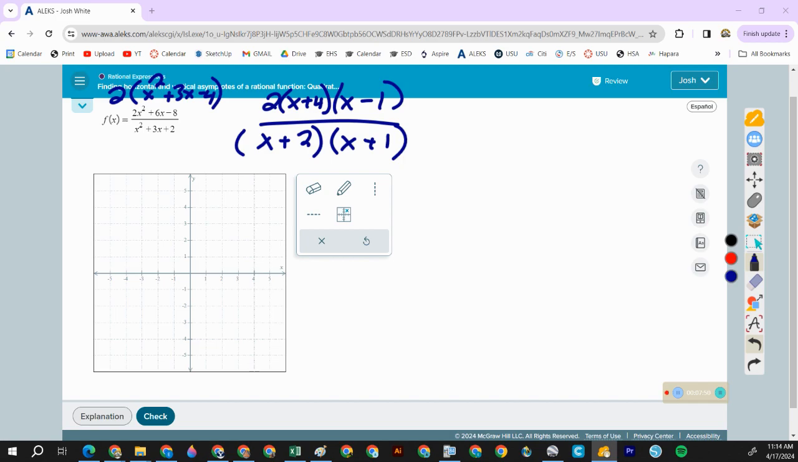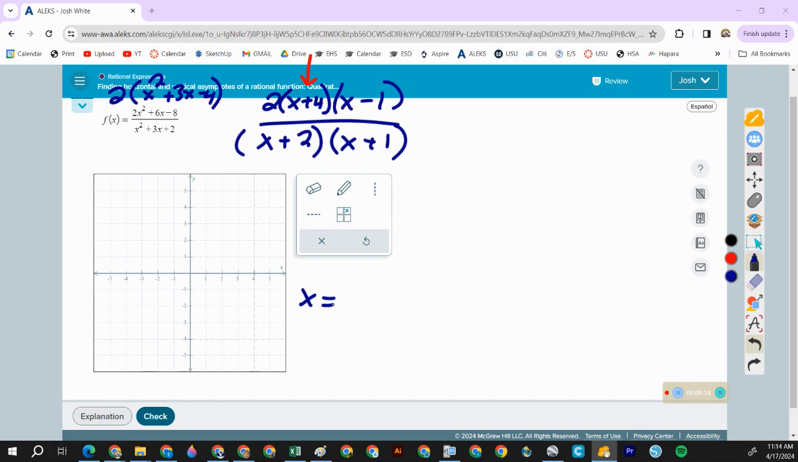Two, 2, 4. Yeah, okay. So what does this look like? Well, what happens at negative 4? If it's on top and it doesn't cancel, what would that be? A root. And here's why.